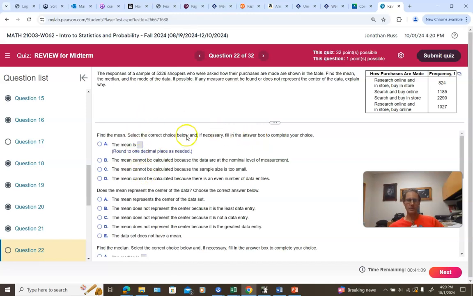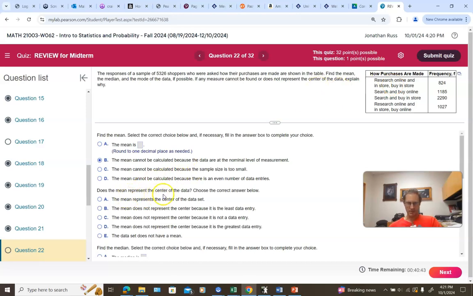Okay, so this is not even going to have a mode. The mode cannot be calculated because the data are at the nominal level of measurement. That's exactly right. Okay. Don't let these frequencies throw you off. The frequencies over here, this is not the data, this is just the frequency. The data is actually the way in which the purchase was made.